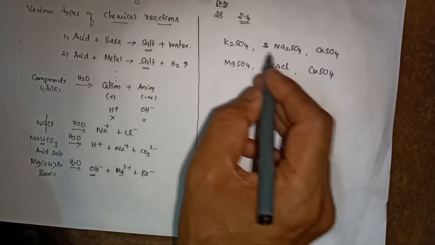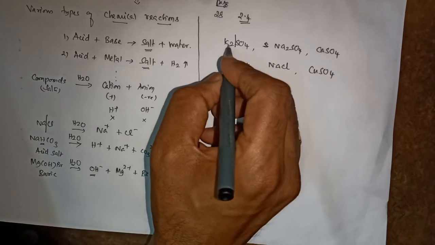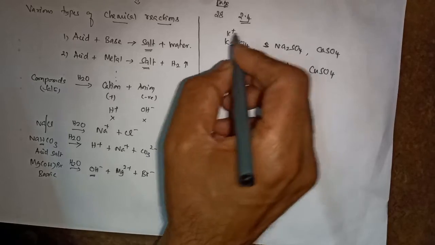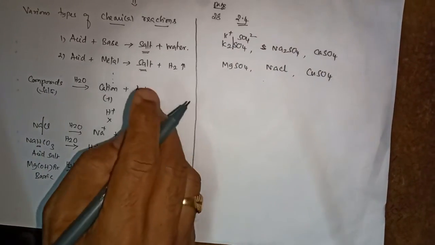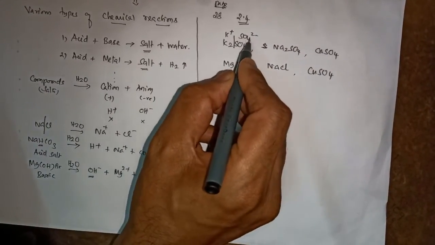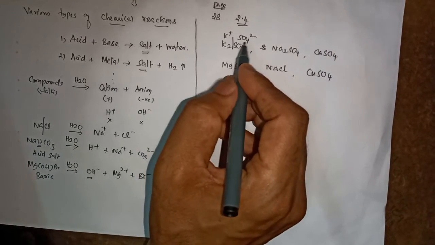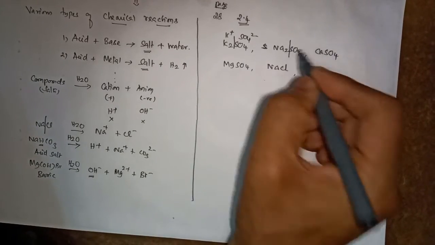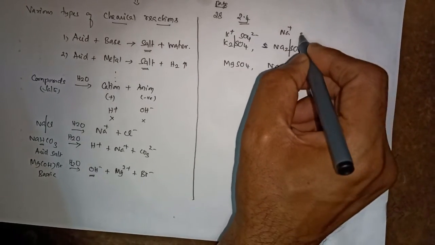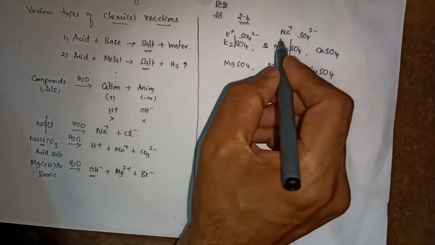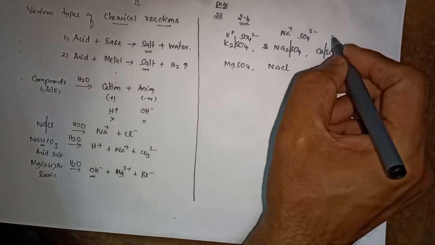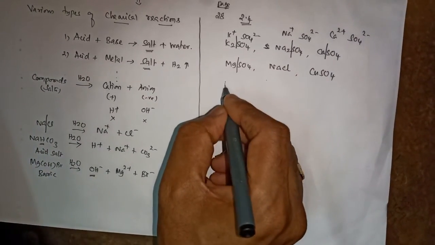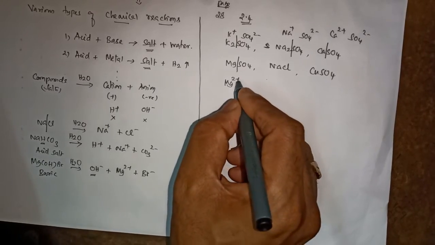Why do we say these are salts? When they dissociate in water, they give cation and anion. It is 2K plus and SO4 2 minus. Other than H plus ion, it gives K plus and SO4 2 minus. When I dissociate sodium sulfate, it gives 2 Na plus and SO4 2 minus. Here it is calcium sulfate, giving calcium 2 plus and SO4 2 minus. Here this is magnesium 2 plus and sulfate 2 minus.